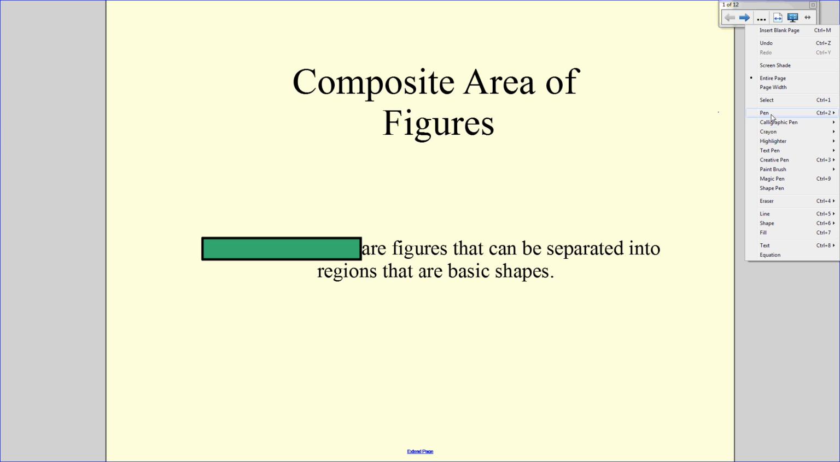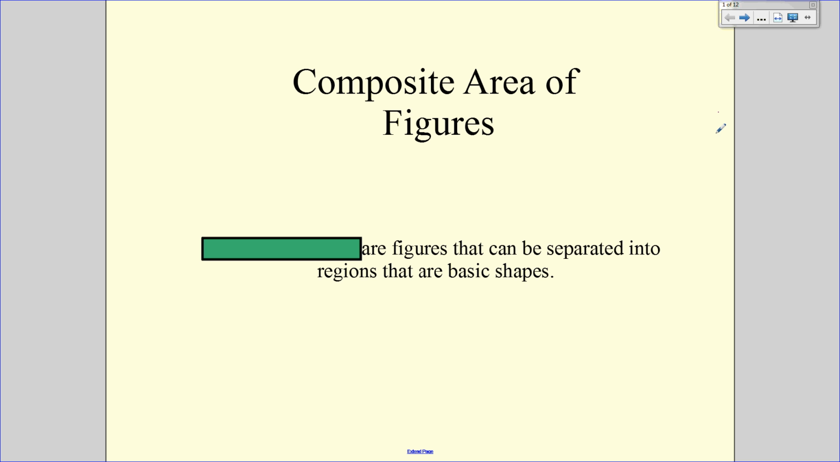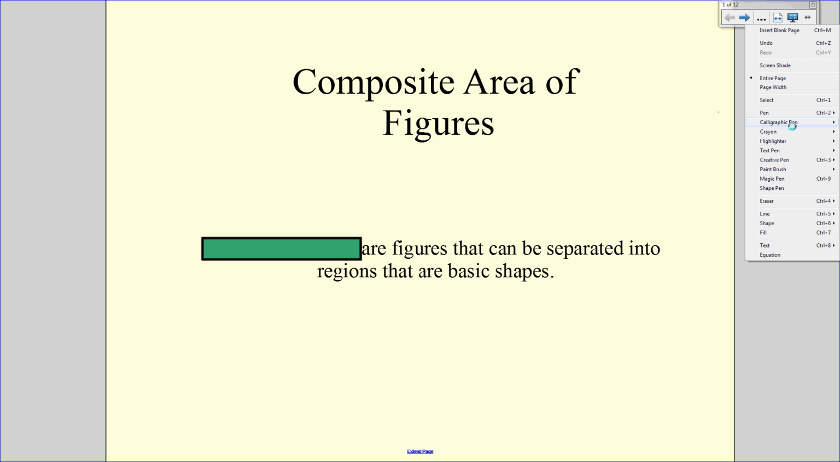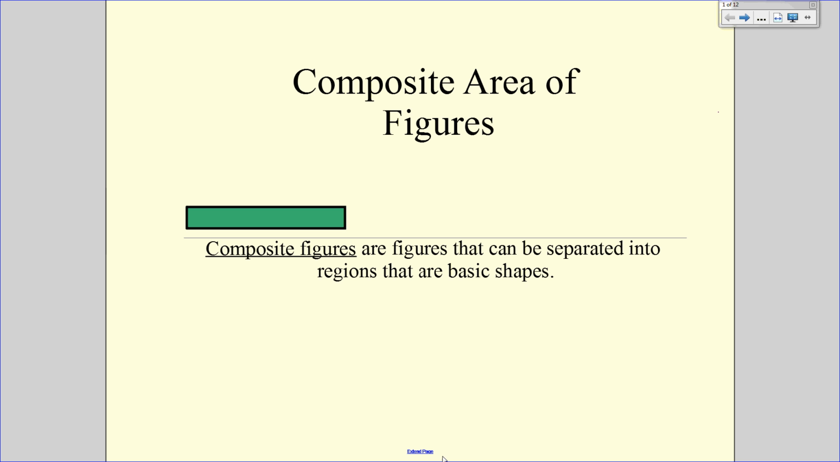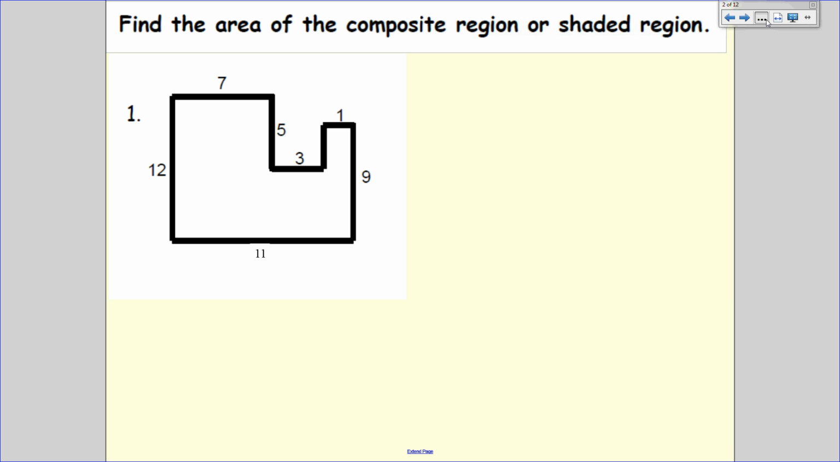All right, so first thing we're going to do, the composite area figures. So you have a definition at the top of your page. By definition, composite figures are figures that can be separated into regions that are basic shapes. So, composite figures is what we're going to be working with today. All right, so here we go.